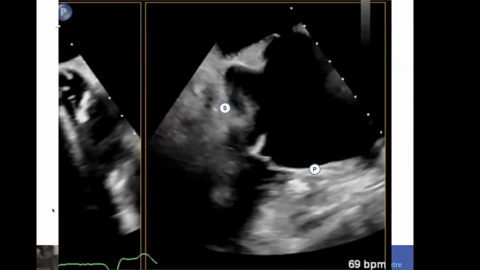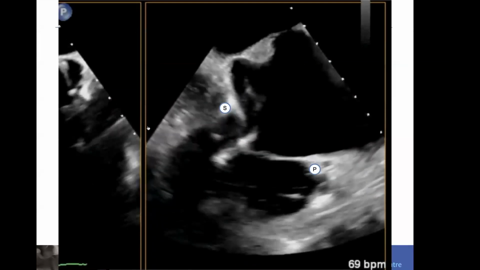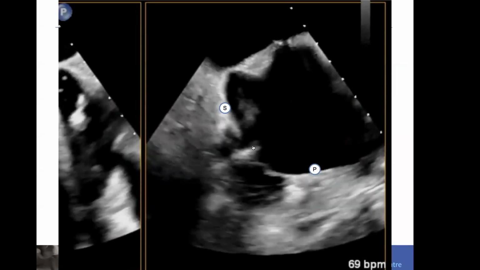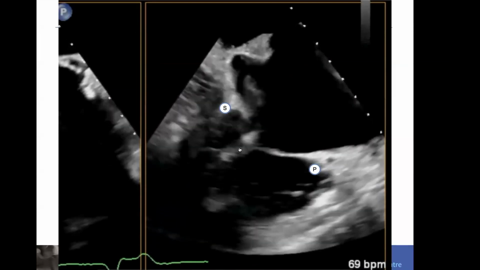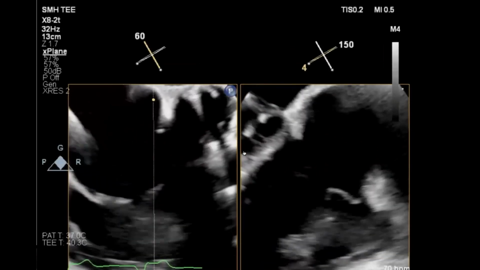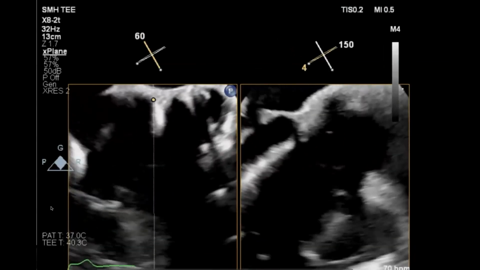You can see here that the septal and the posterior leaflet, they're adhered. They're clearly stuck to the lead here. It's almost like a mitral clip. Yeah, exactly. Dr. Haas said it looks almost like a mitral clip.